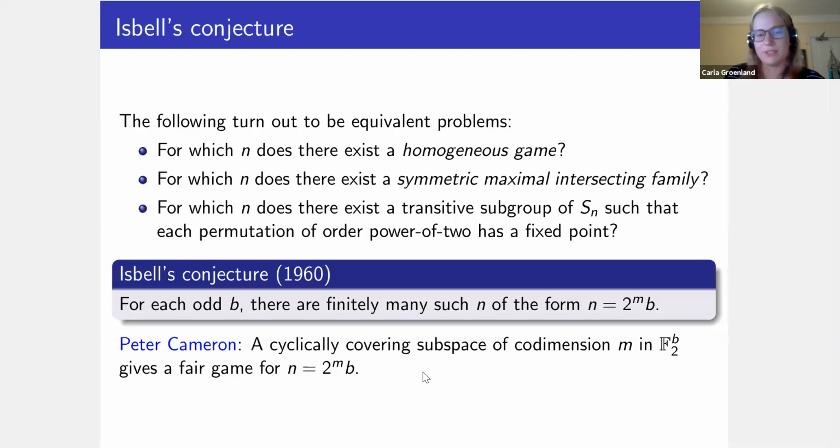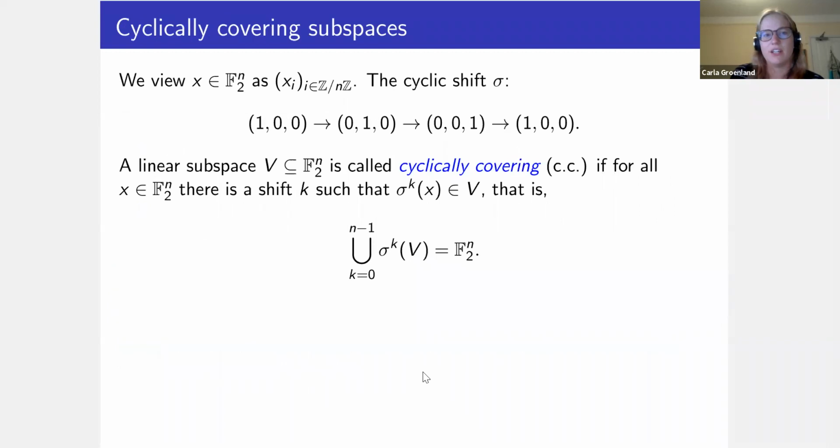Okay, so what I'll be talking about in this talk are these cyclically covering subspaces. And the first thing to define is the cyclic shift. So I've just given an example here for n is 3. What the cyclic shift does is that it shifts around the entries of a vector, and then we turn it all the way around.